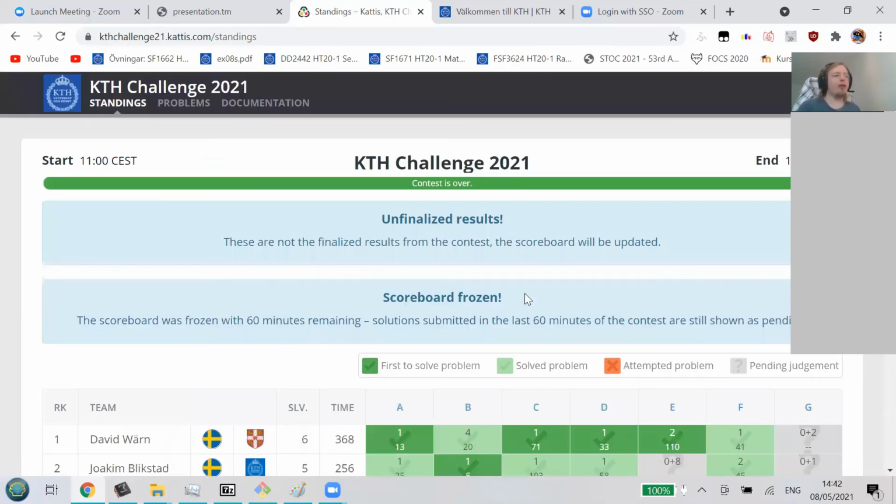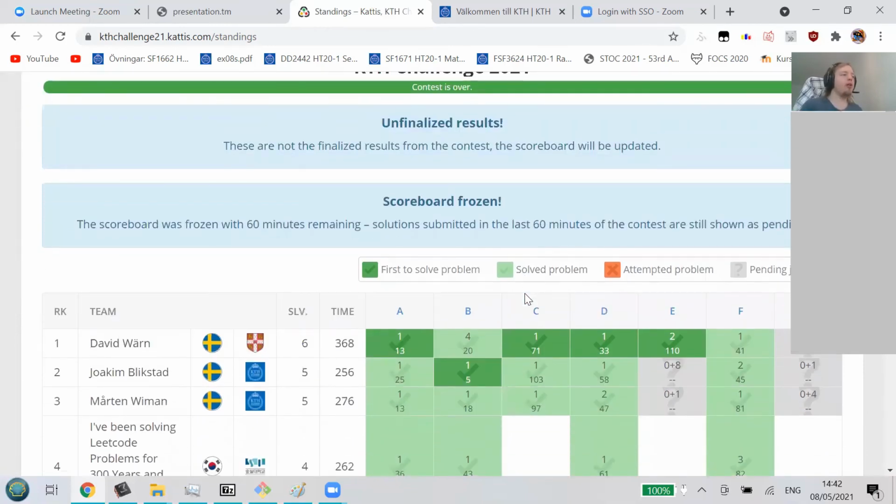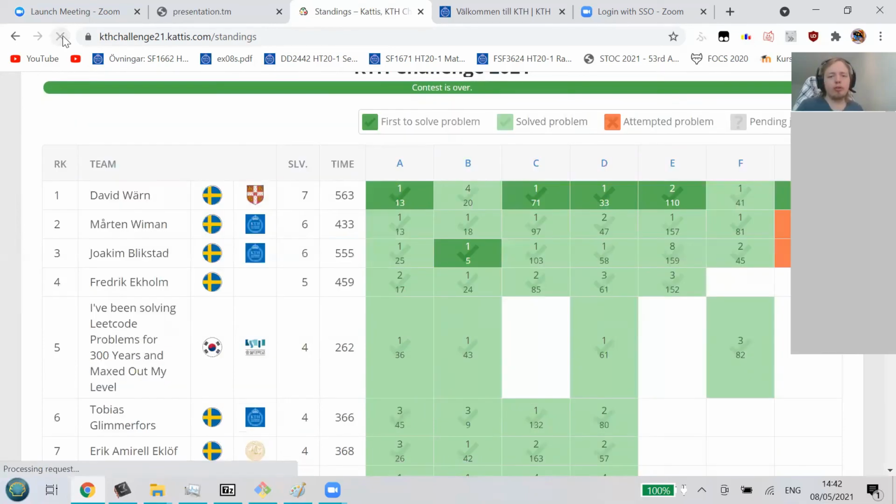Okay, so Per, could you unfreeze it? Let's see if it's unfrozen. Yes, okay, so now we see what happens. They were actually able to solve G at the end, and he got all problems. So he's the winner of the KTH challenge for this year. Great work. Unfortunately, the other two solutions didn't pass. Also nice there, Fredrik got, I think, problem E in the end also.